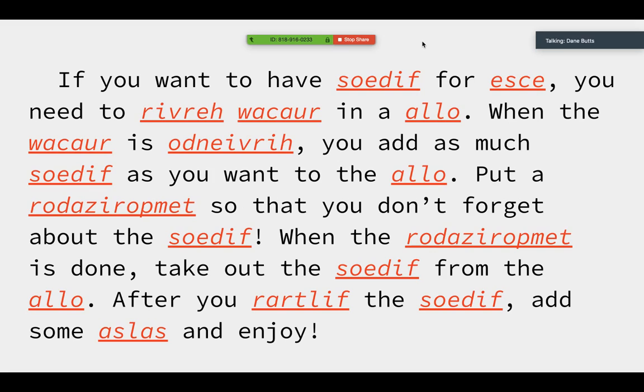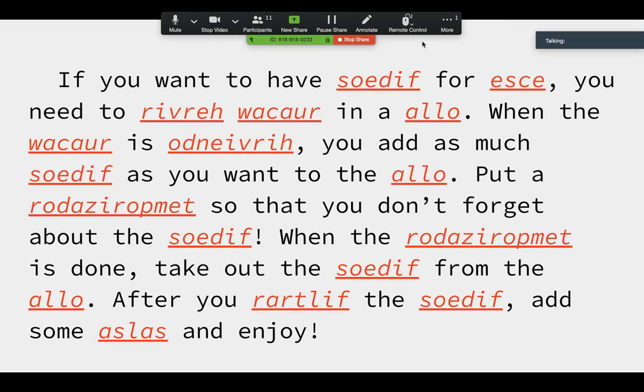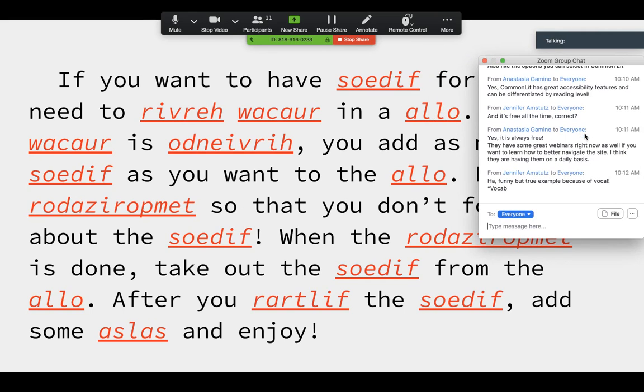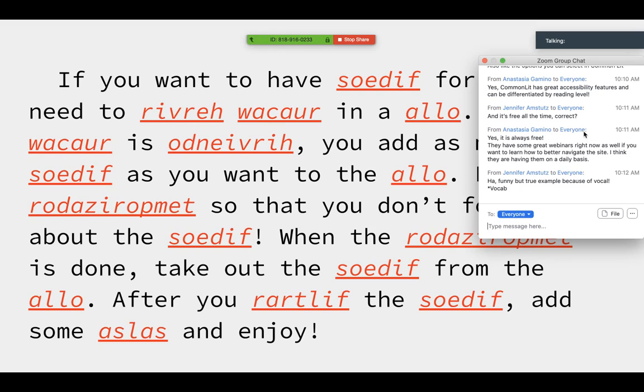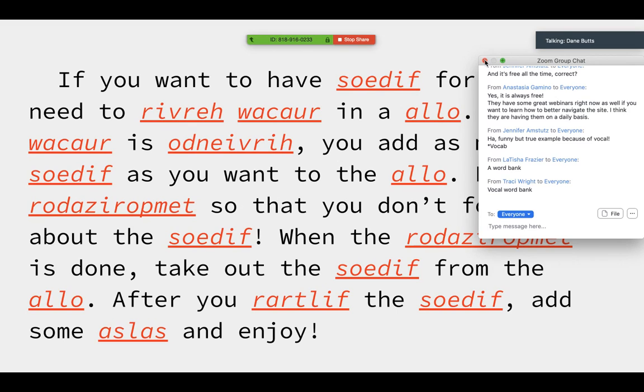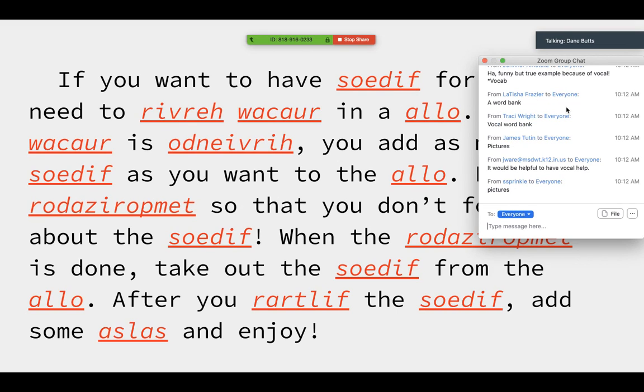So if you want to drop in the chat why this is difficult for you to read, what would be helpful. Yeah, Jennifer, vocab, very challenging. Letitia, would be very helpful to have a word bank. Absolutely. Tracy, a vocab word bank for sure.